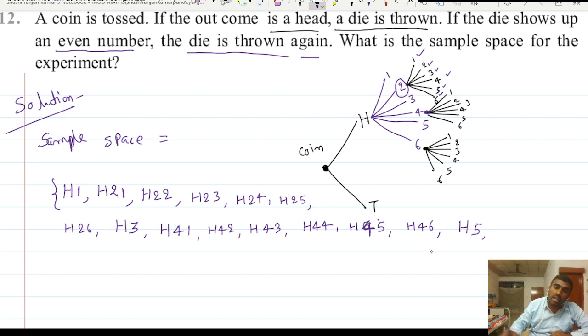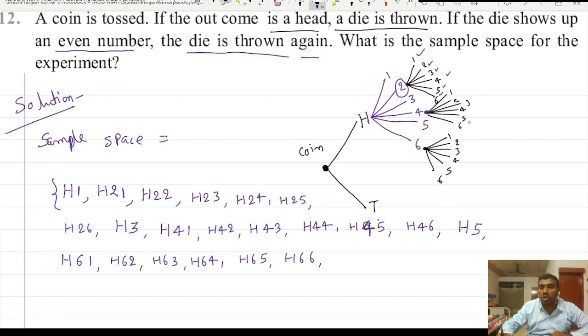Next, let us suppose you are getting head and the die showing 6. So 6 is an even number, so again you have to throw the die, meaning you can get 1, 2, 3, 4, 5, 6. So H6-1, H6-2, or H6-3, or H6-4, or H6-5, or H6-6. So these are the possibilities we have written when the coin shows head.